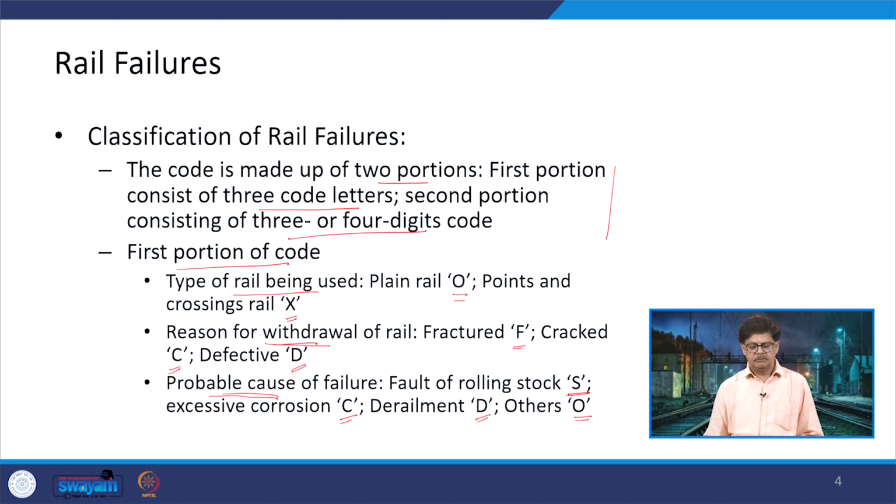That means we can have a code like O, F, S that will define that it has happened in the plain rail section and it is a fractured condition due to the rolling stock. So, likewise different such codes can be created, and they will give you the complete information regarding what type of failure has occurred.